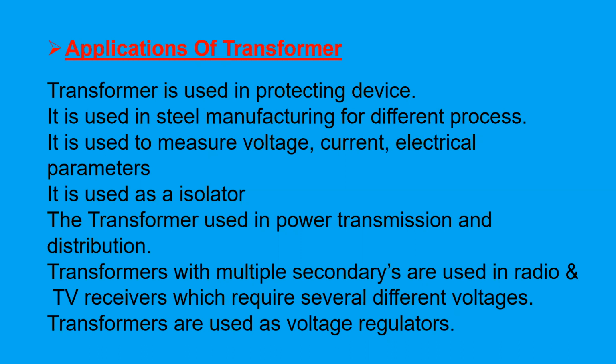It is used as an isolator. It is used in power transmission and distribution. A transformer with multiple secondaries produces different voltages, so it is used in radio, TV receivers, computers, and many applications. And transformers are used as voltage regulators. These are the applications of transformer.